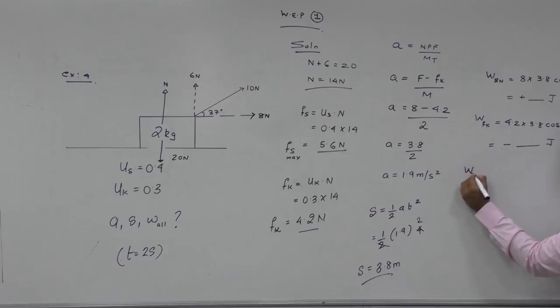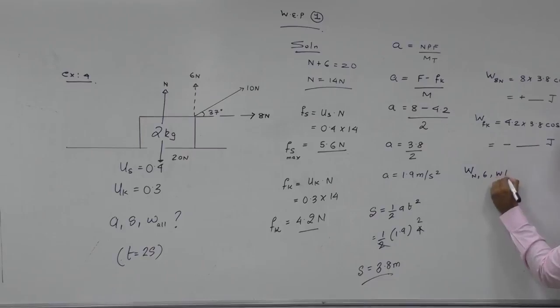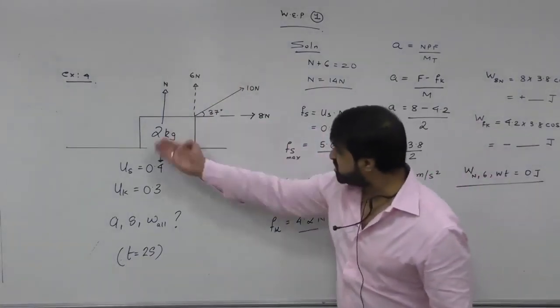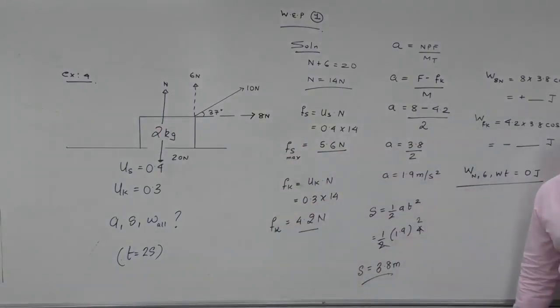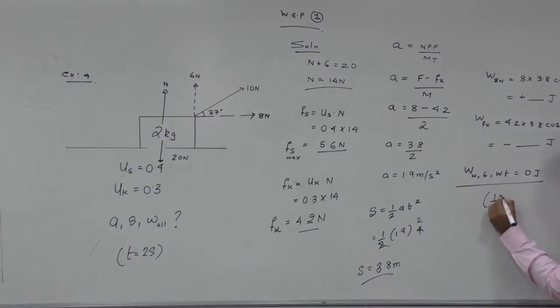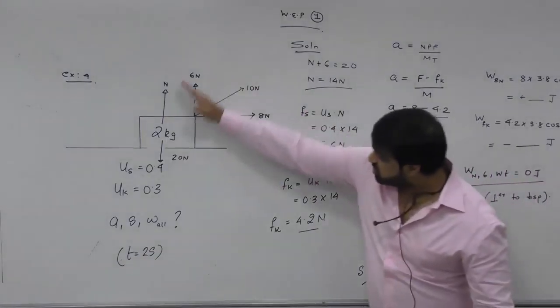Third concept, how many forces are there? Work done by normal reaction, work done by 6 Newton, work done by weight is how much? 0 joules. Why? Because they are perpendicular to the displacement. I told you when theta is 90, the work done is 0. Either the force has to be parallel or anti-parallel, acute or obtuse. But if it is 90, work done by the perpendicular forces always has to become 0.